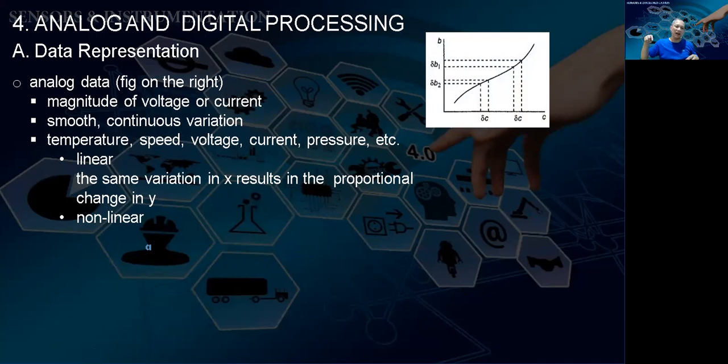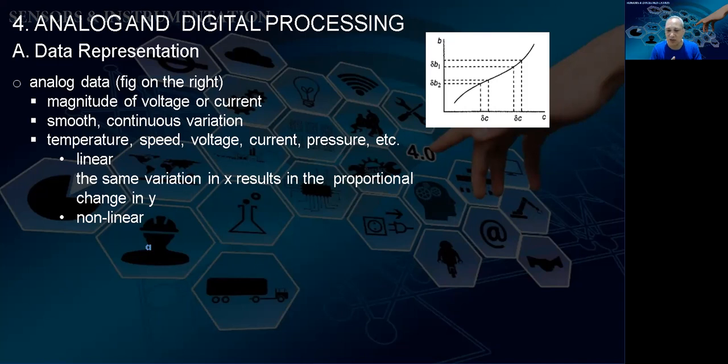It means the values are real values. Yeah, real values. So it means from 1 to 2, there are infinite numbers of points there. So magnitude, usually in voltage and current, is smooth and continuous. It can represent temperature, speed, voltage, current, pressure, and so on.